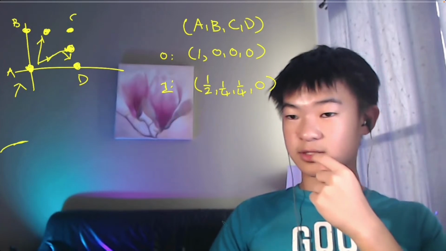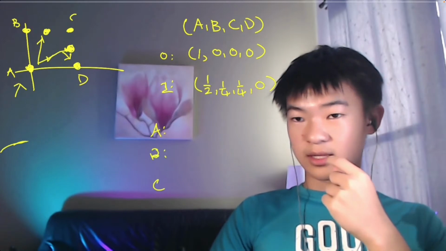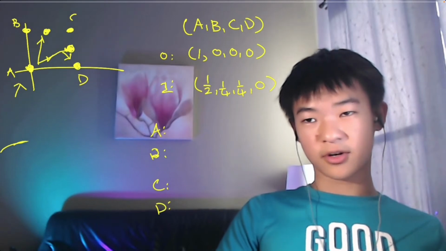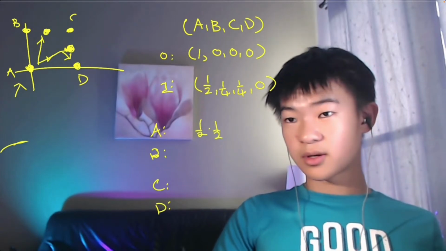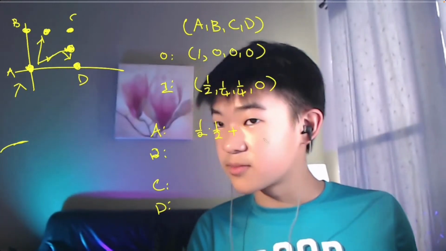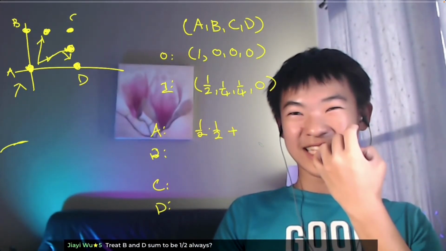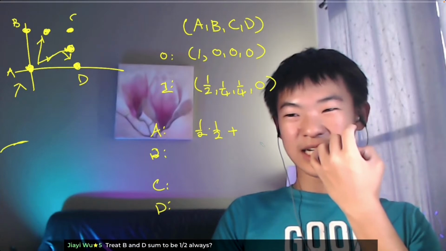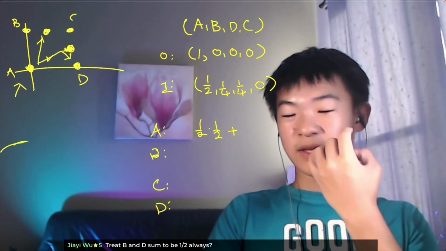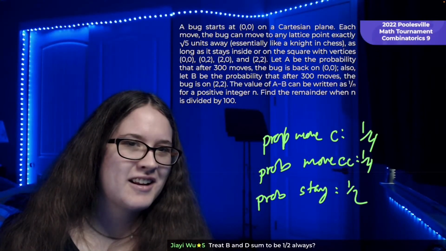I will break this down slightly. So A, B, C, and then D. For A, first we half it off, 1/2 times 1/2. And then B and D sum to 1/2 always. Oh my God, yes, okay. B and D always sum to 1/2.